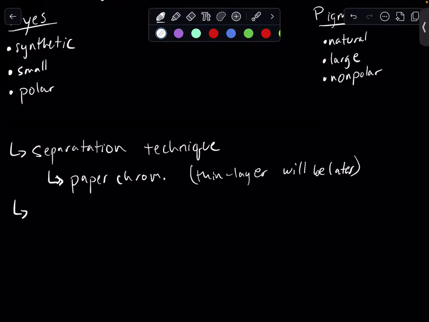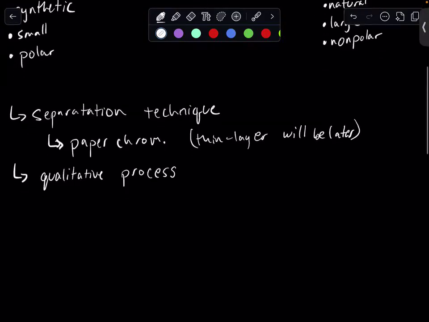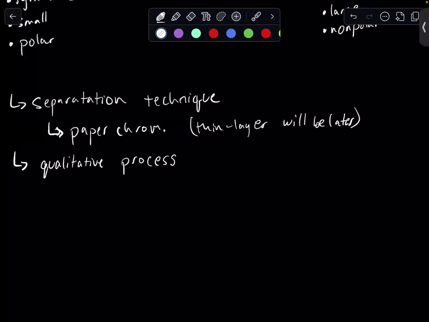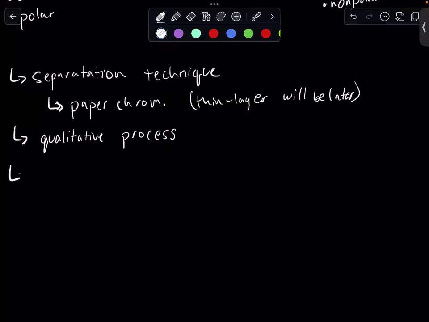We've already learned back from like lesson 1 or 2 that this is a qualitative process, meaning we're not going to get numerical data that will tell us how much of something's in a sample. We still can get some numerical data, which will be the retardation factor we'll learn about, but it doesn't actually lead to knowing how much of something there is. It just tells us what is and isn't there. Furthermore, it involves two phases working together. So we have our mobile phase and our stationary phase.